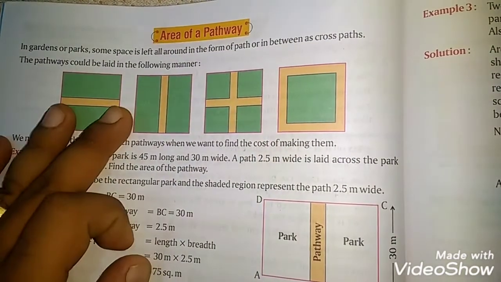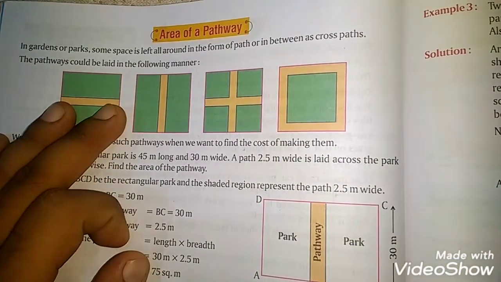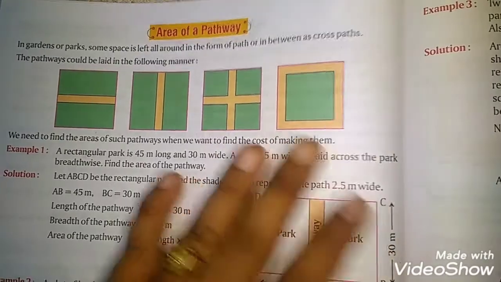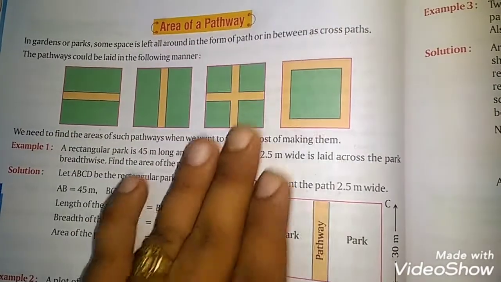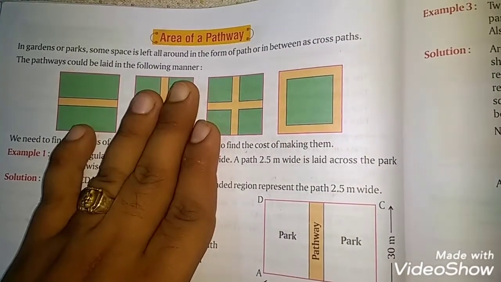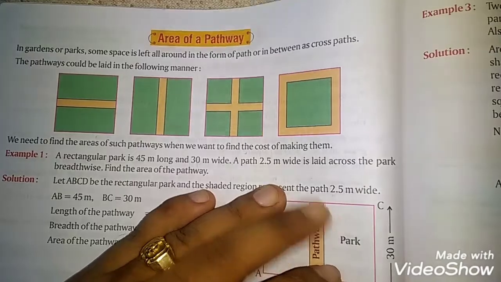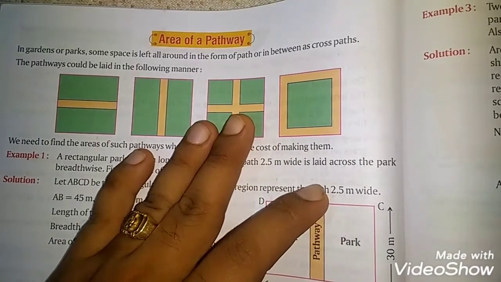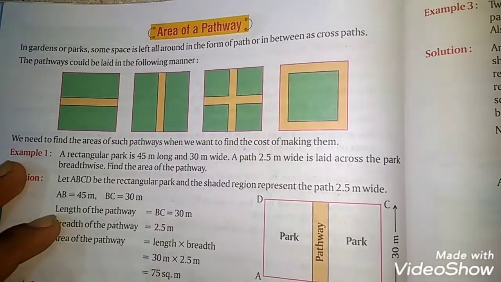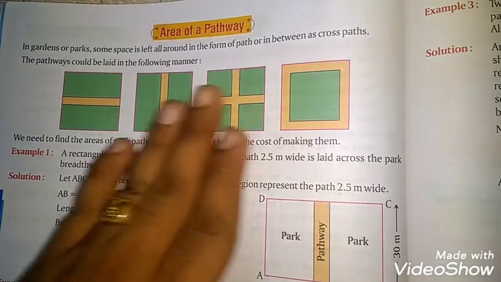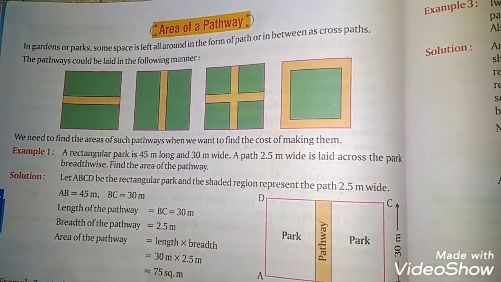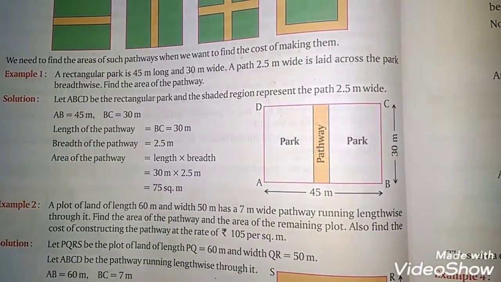So these are the pathways which are constructed around the park or in between, passing through the park, and these are meant for roaming around the park or for jogging purposes. Now we will discuss, and we have to take out the area of these pathways only. So we will discuss some examples.